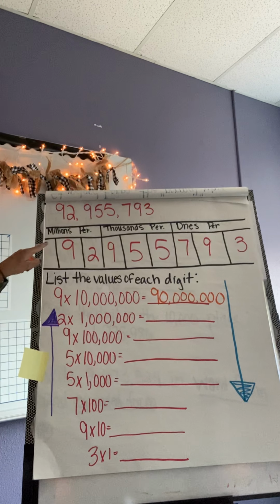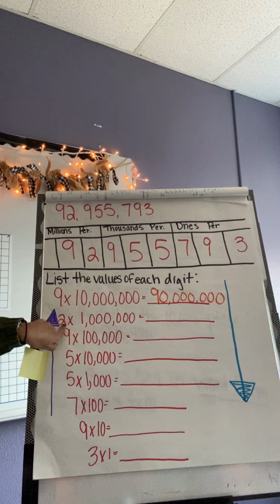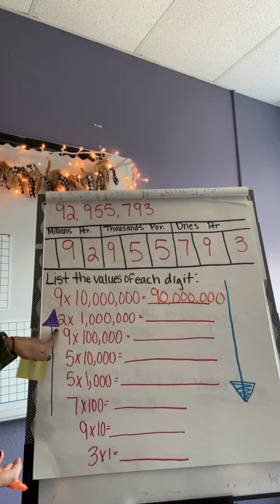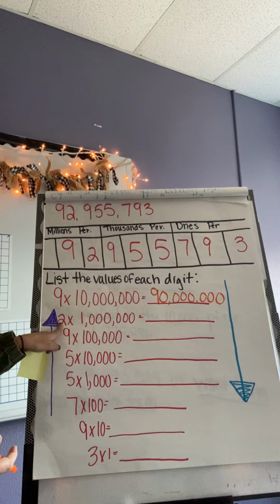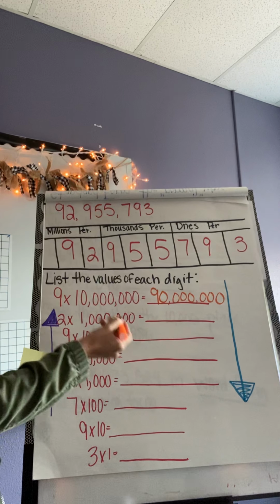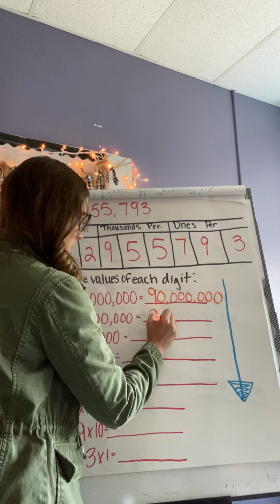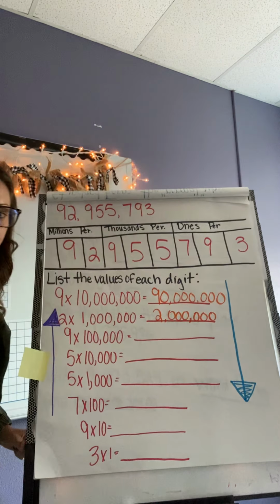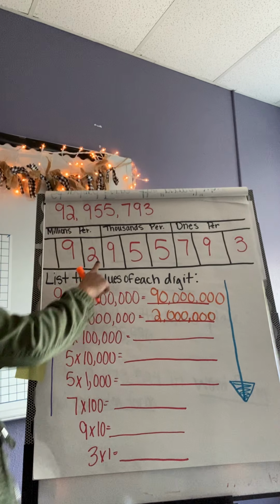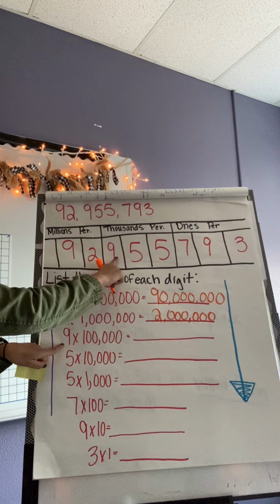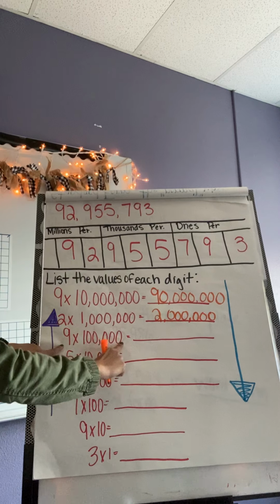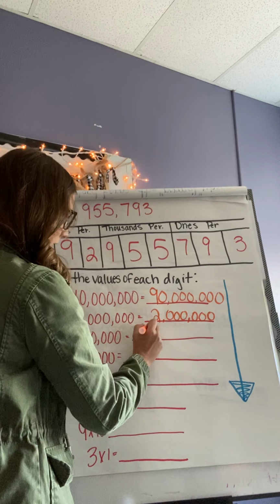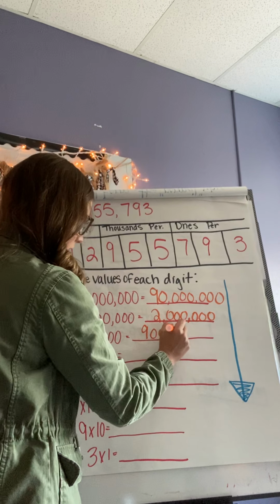Okay, so then I move down. What value does the 2 have in this number? Well, I have 2 millions, or 2 times 1 million, which gives me 2 million. Now I'm going to move to the 9. I have 900,000s. 9 times 100,000 is 900,000.